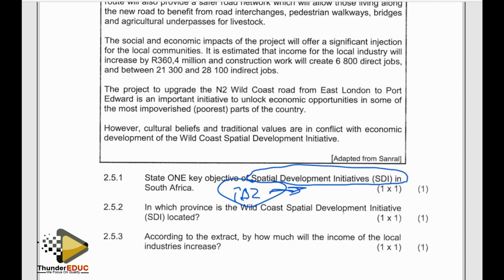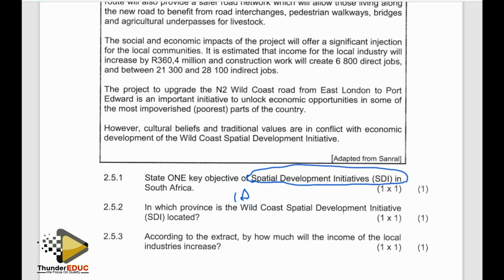Let's go to our question. Next question, question 2.5.2. In which province is the Wild Coast Spatial Development Initiative SDI located? Where do we find our Wild Coast? The correct response there is Eastern Cape. We find it in the Eastern Cape. That is where we find the Wild Coast.